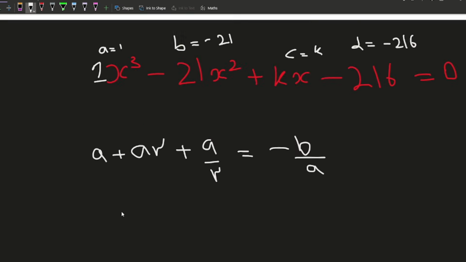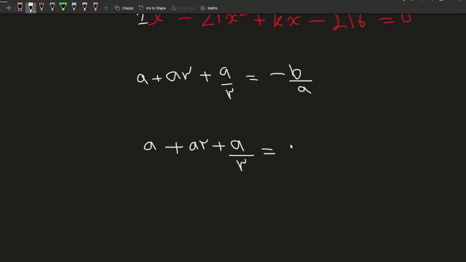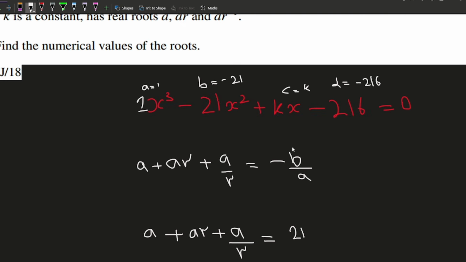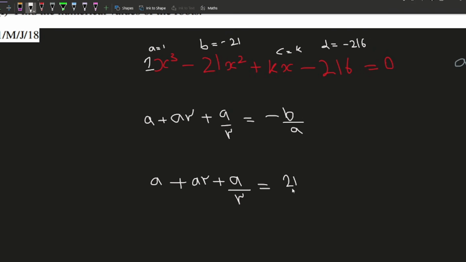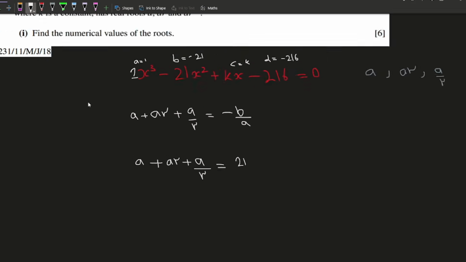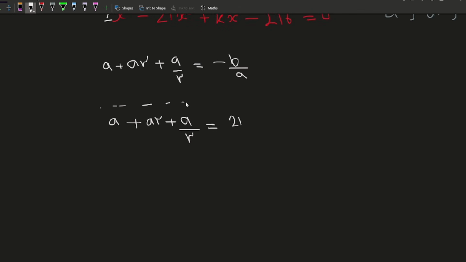So sum of roots, a plus ar plus a over r, is equal to 21. Minus minus gets cancelled out, and we are left with positive 21. And since the value of a is 1, we write nothing below 21. So this is our first equation. Let's just leave it like this for now.